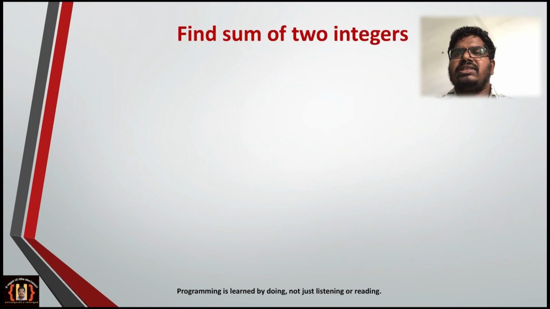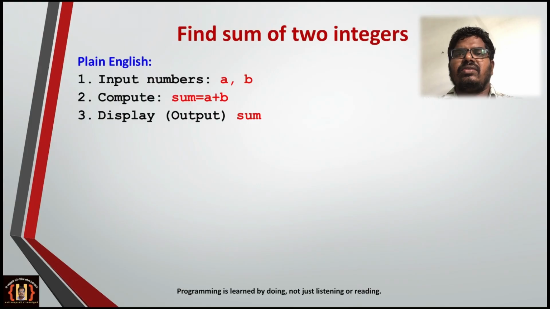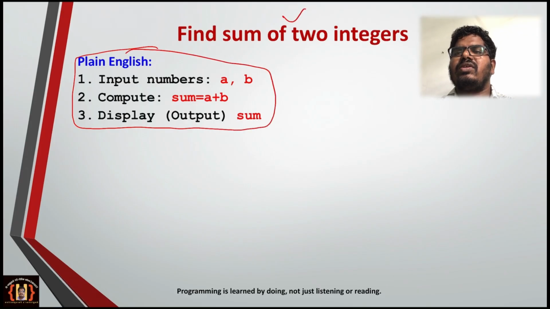Right. Let us see a simple flowchart used to find the sum of two integers. This is how a plain English algorithm works. What is the problem? Two integers are given and you have to find the sum. If you have to write the algorithm, we take two numbers as input, let us say in the variables a and b.